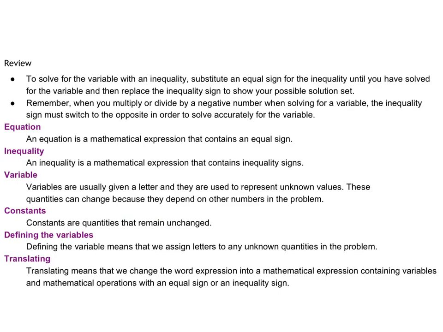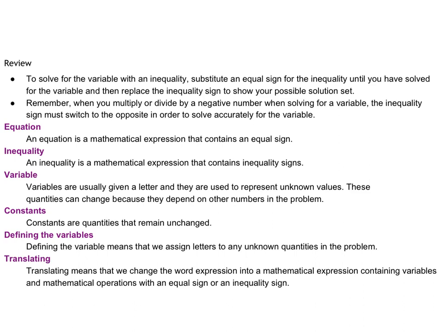So to review, to solve for the variable within an inequality, substitute an equal sign in for the inequality until you have solved for the variable, and then replace the inequality sign to show your possible solution set. Remember, when you multiply or divide by a negative number when solving for a variable, the inequality sign must switch to the opposite in order to solve accurately for the variable.